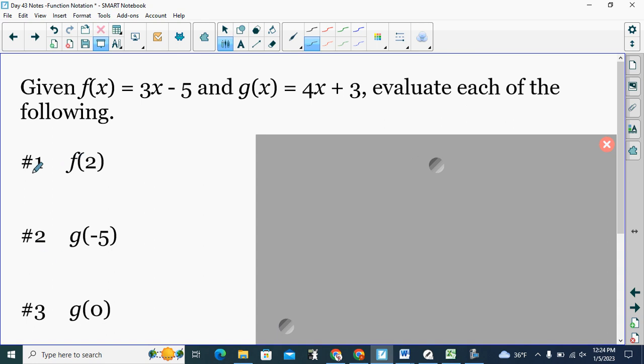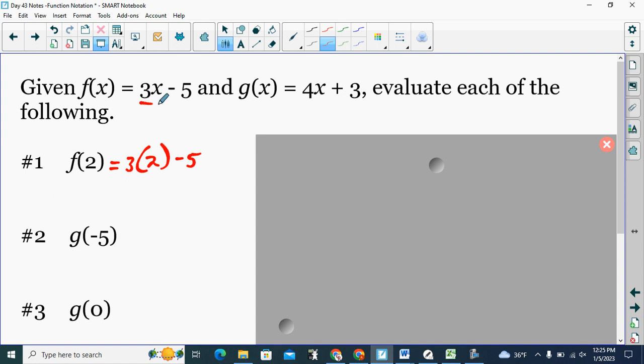So starting with number 1 here. Number 1, this is read f of 2. We need to know what is f of 2. Well, notice this says f of x is equal to 3x minus 5. So f of 2 means go to the f of x equation. So we're using this one. And we are replacing the x with a 2. Instead of x, I have 2. So f of 2 would be equal to, instead of x, I'm putting in 2.